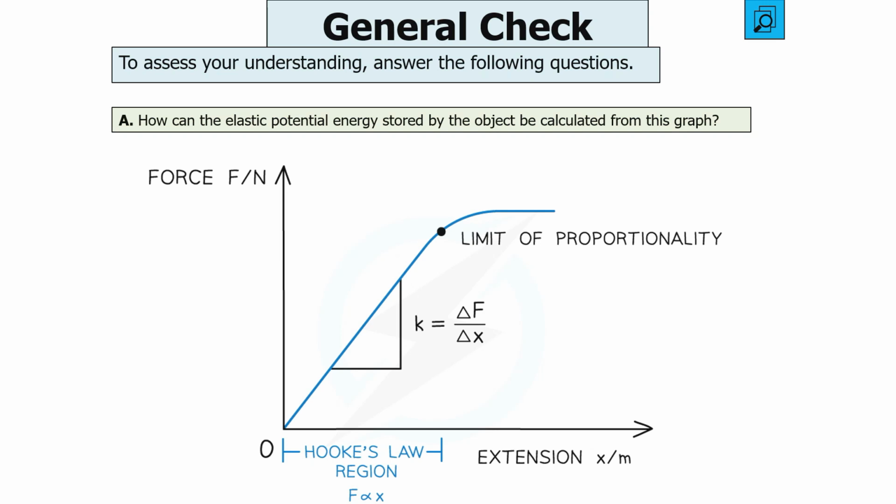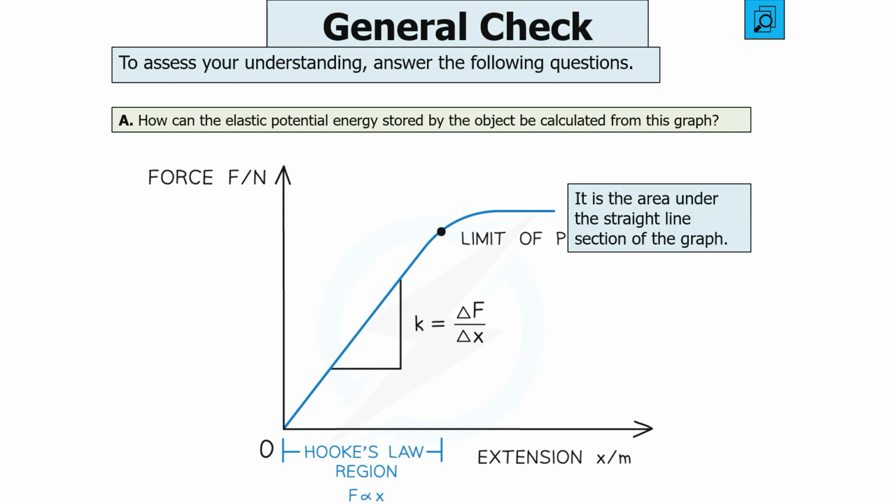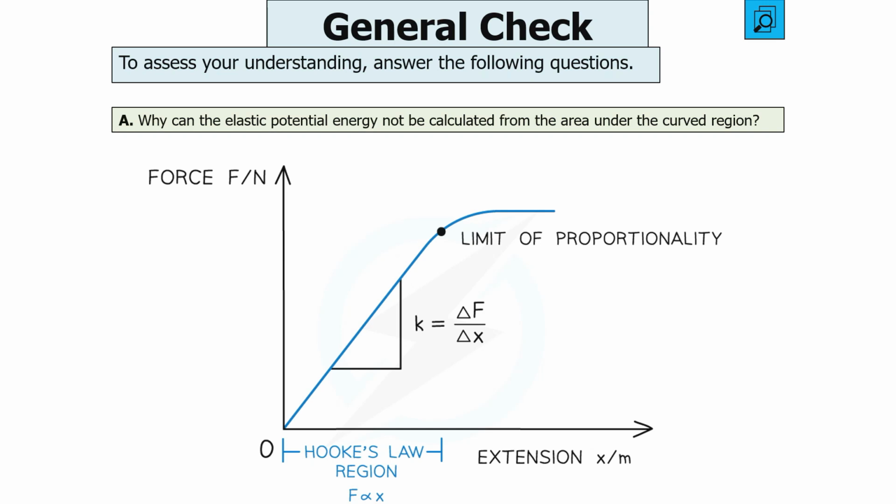How can the elastic potential energy stored by the object be calculated from this graph? So pause the video now, then unpause the video when you want to go through your answer. Well, it is the area under the straight line section of the graph. Why can the elastic potential energy not be calculated from the area under the curved region? So pause the video now, then unpause the video when you want to go through your answer.